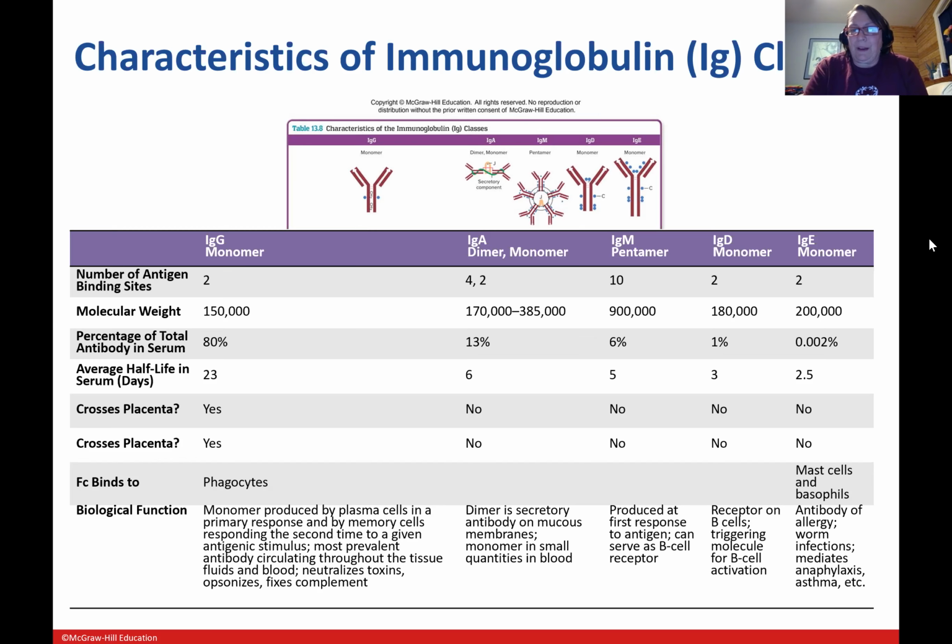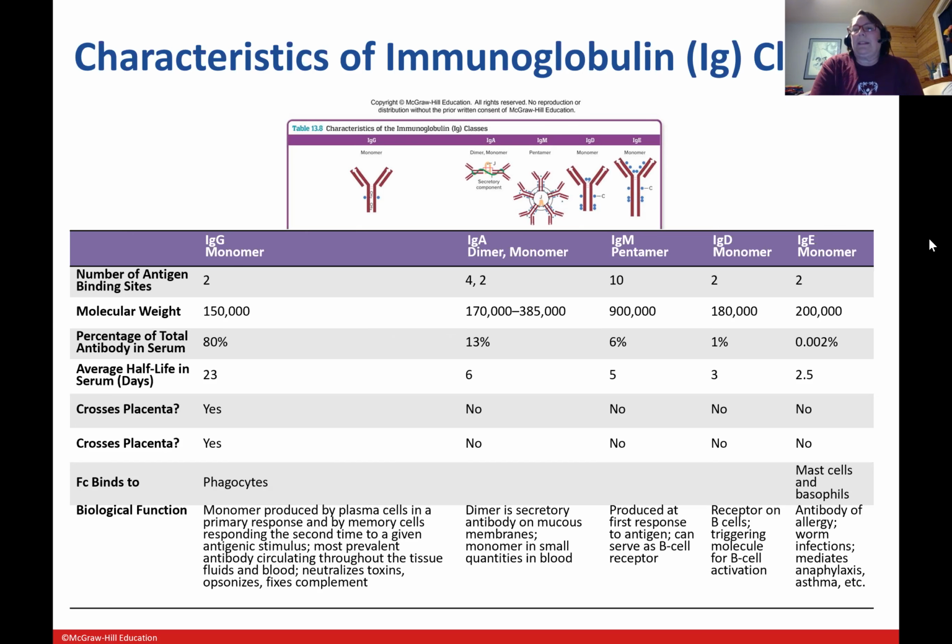Okay, and that's about 1% of total antibodies in the serum as monomers floating around as antibodies. If it's a B cell receptor, obviously it's not considered an antibody, it's attached to the B cell as a receptor. It has an average half-life of 3 days. And again, this is the triggering molecule for B cell activation. So if the antigen hits that IgD, and it's attached to the B cell as a B cell receptor, that's the one that starts the clonal expansion and all of the other activities that happen when B cells come in contact with the antigen that it's designed for.